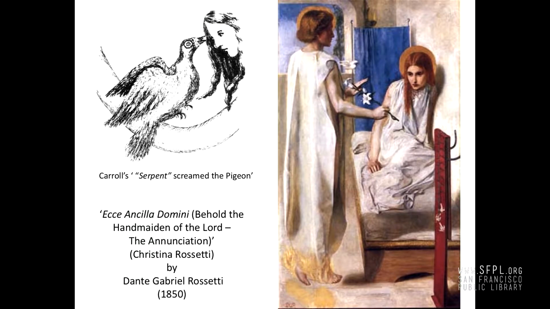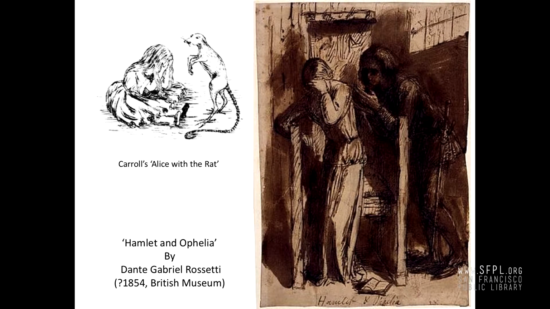And here's Dante Gabriel Rossetti's first painting of Christina in the Annunciation. And I'm going to do some completely fictitious juxtapositions of possible relationships that you might see. You say, well, if Carroll had seen that painting, could it have rested in his mind and had an influence on how he did the drawings? So these are some examples.